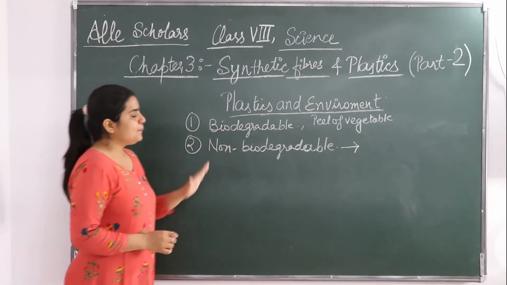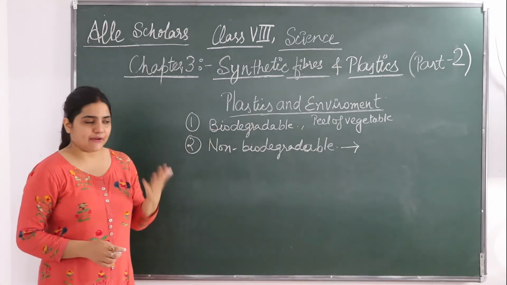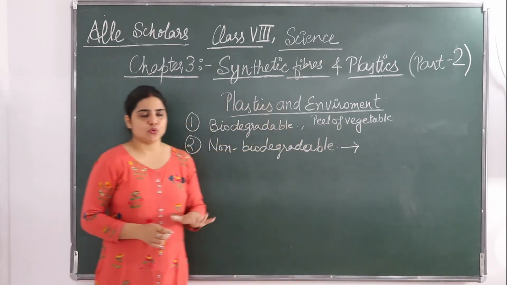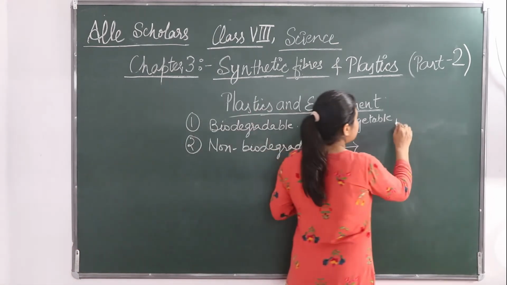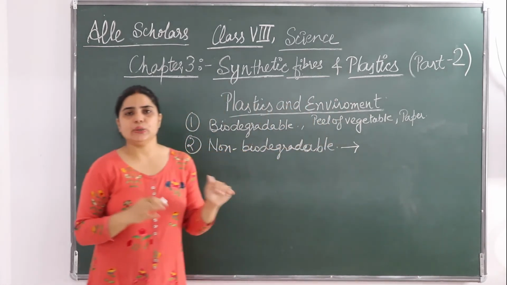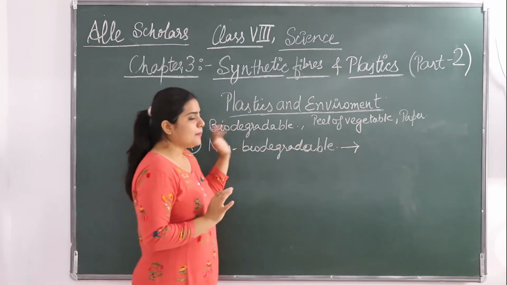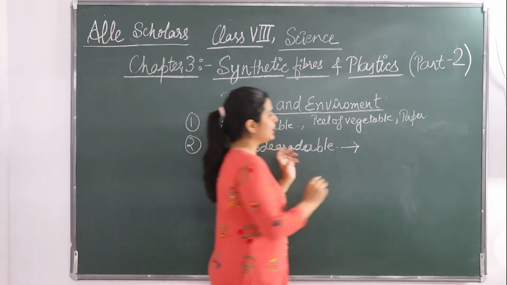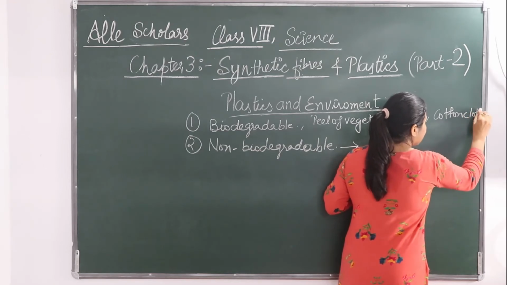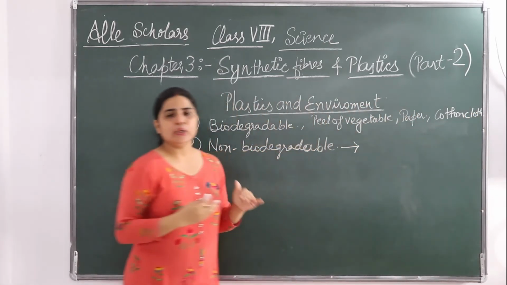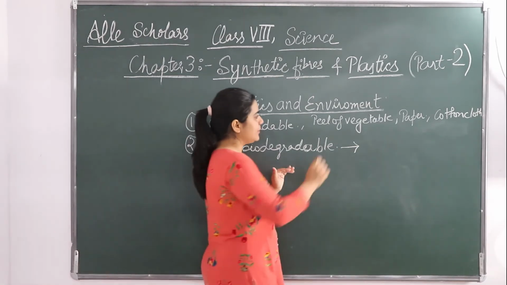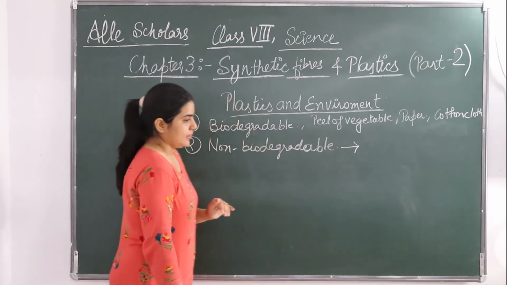Very quickly, these peels of vegetables, fruits and leftover food stuffs decompose in 1 to 2 weeks. Second one is paper. Paper also gets decomposed in 10 to 30 days, so it is biodegradable. Other one is cotton cloth. Cotton also gets decomposed in the soil in 2 to 5 months. It takes some time, but it is also biodegradable.